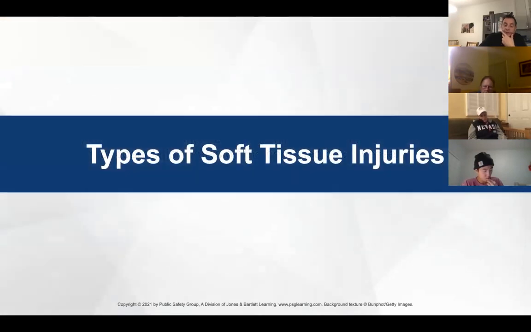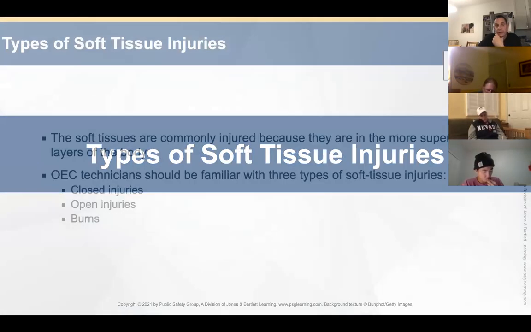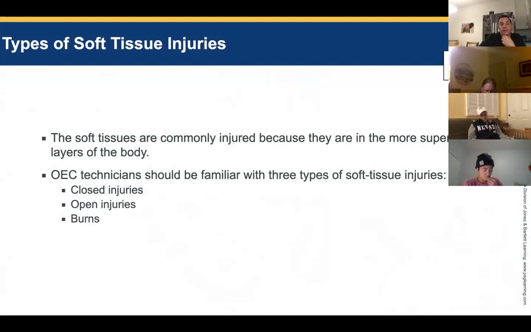Types of soft tissue injuries. So we'll take a look at these. Soft tissues are commonly injured because they are the more superficial layers of the body. We should be familiar with 3 types: closed, open, and burns.